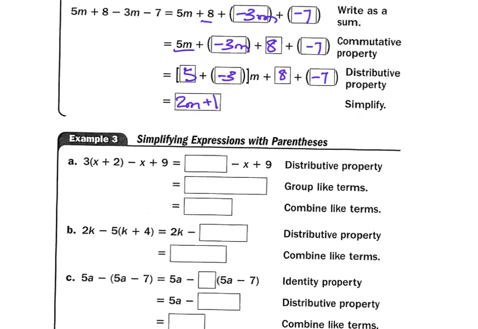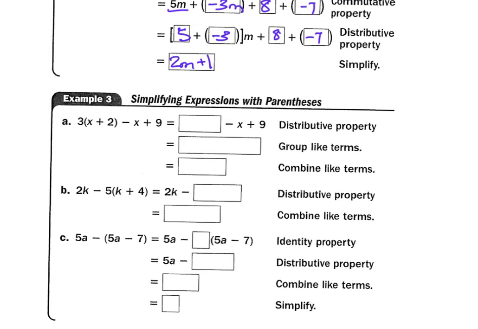The next one, we're doing the same thing, but with parentheses, we're going to have to distribute. So we're going to take 3 times x and get 3x, and we're going to take 3 times 2 and get plus 6. Then we still have minus x plus 9 to do. We group our like terms, so our 3x would go with our minus x, plus 6 plus 9. So 3x minus x leaves you with 2x, plus you add your 6 and 9 together to get 15.